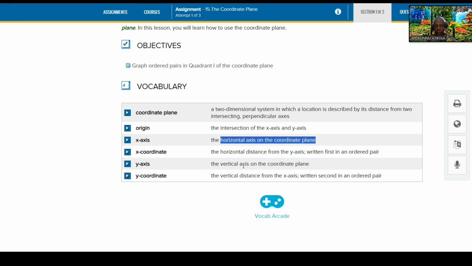Y-axis is the vertical axis on the coordinate plane, that is from top to bottom, not right to left. X-axis is right to left. Y-axis is top to bottom or bottom to top. So y-coordinate is the vertical distance from the x-axis upward.